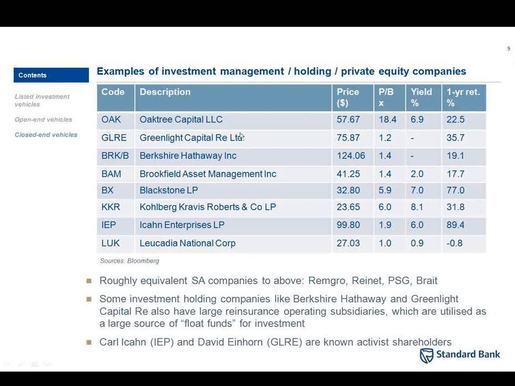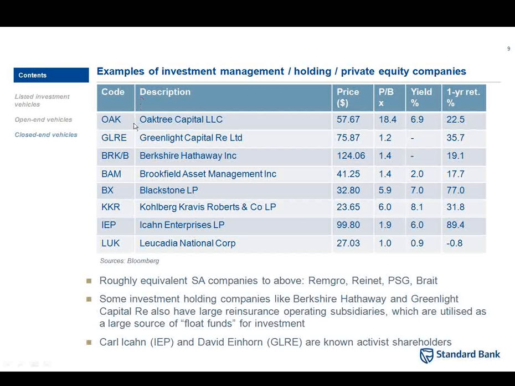The difference is that with these investment holding companies that I'm talking about here, you're not only buying shares in the management company, but most importantly, you're buying into the underlying funds that they run and the underlying assets that they own and manage as well. So a very rough equivalent, although it's not a totally perfect analogy, is that some similar SA companies would be ones like Remgro, Reinet, PSG, and Brait.